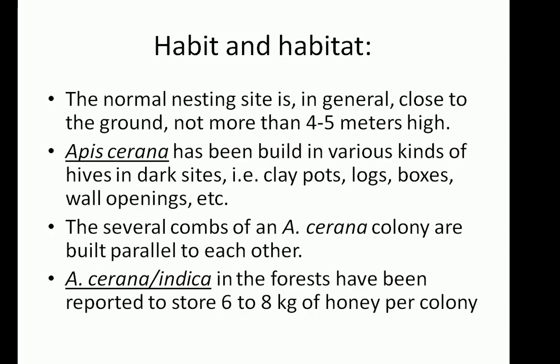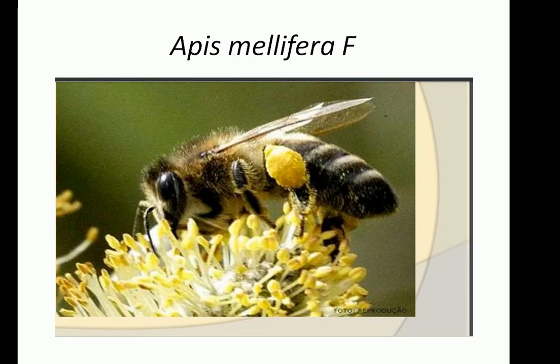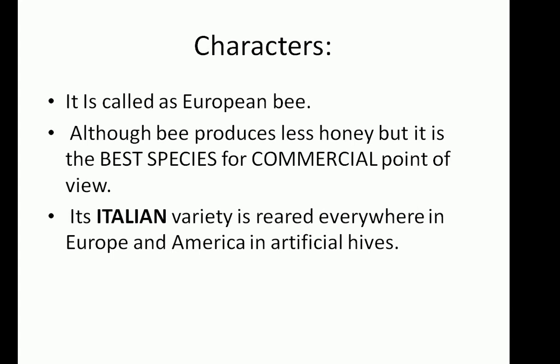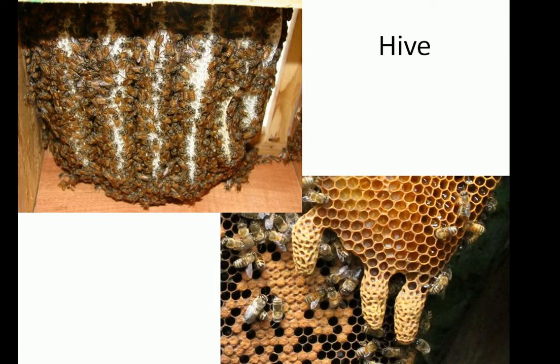Apis mellifera is the third type of honeybee. This bee produces less honey, but it is best practice for commercial quantity. The Italian variety is found everywhere, in Europe and America, in artificial hives, and this is very important. You can look at the pictures of Apis mellifera and Apis cerana nesting sites, which are the same. Parallel combs are found in that.